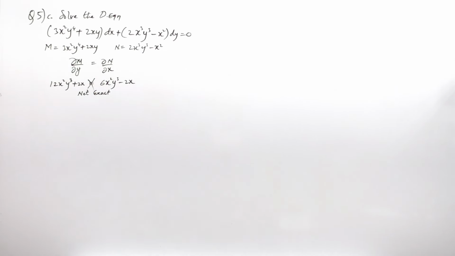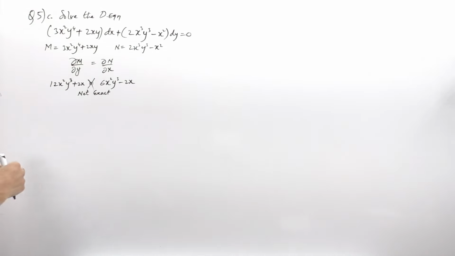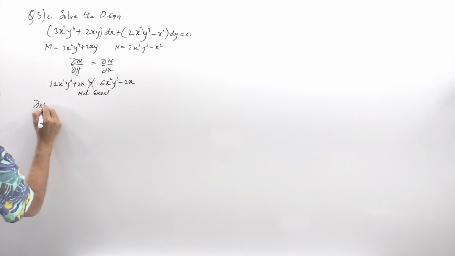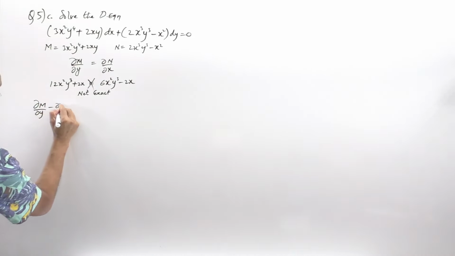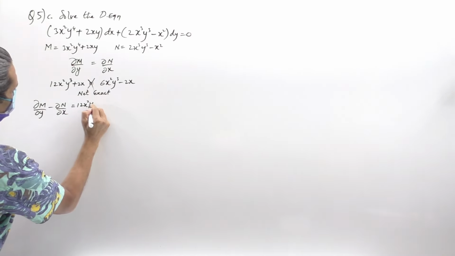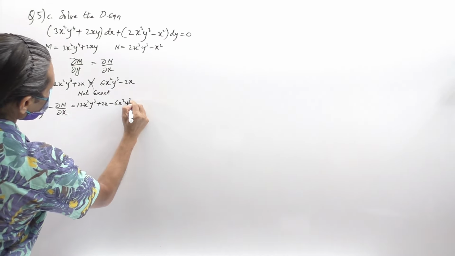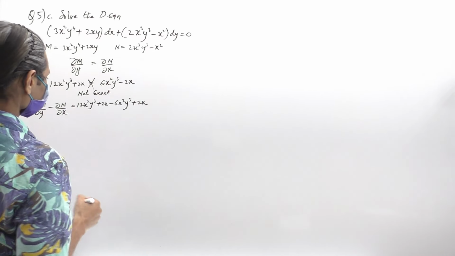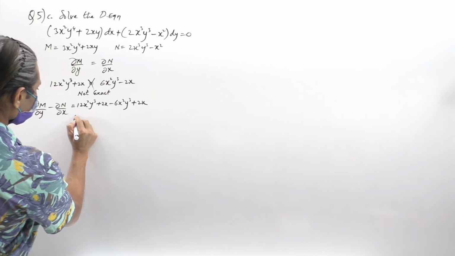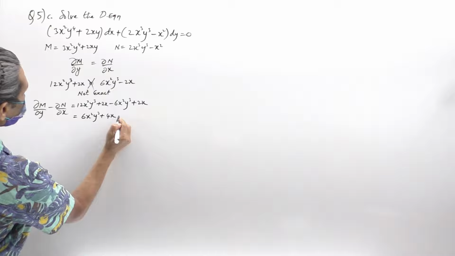So for reducible to exact, what to do? According to the VTU syllabus, the method is: you find the difference ∂M/∂y minus ∂N/∂x. So ∂M/∂y minus ∂N/∂x will be equal to 12x squared y cubed plus 2x minus 6x squared y cubed plus 2x. That will be (12 minus 6) x squared y cubed plus 4x.